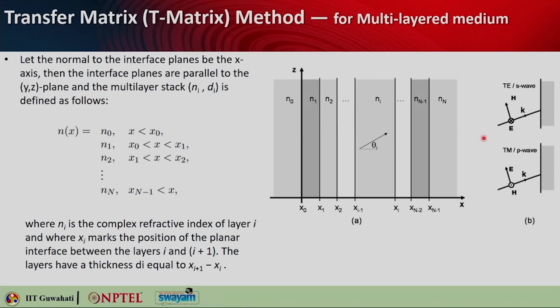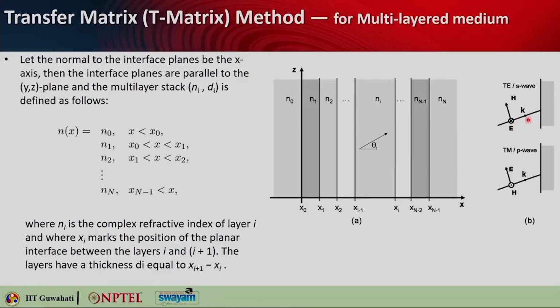You have to remember that there are two possibilities for the incident wave. It can be either an S wave, that is a TE wave. In that case the electric field is either coming out or going perpendicularly in, as shown here. This is the wave vector. It can also be a P wave, that is a parallel wave, or TM wave. In that case the electric field is parallel to this plane. So there are these two possibilities.